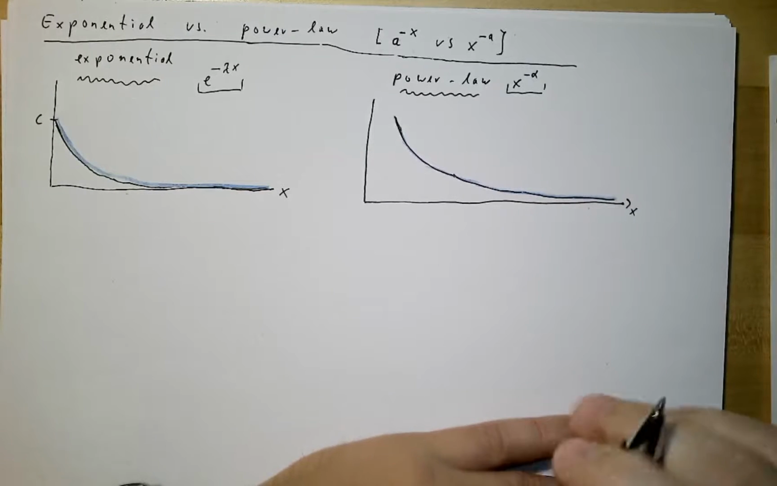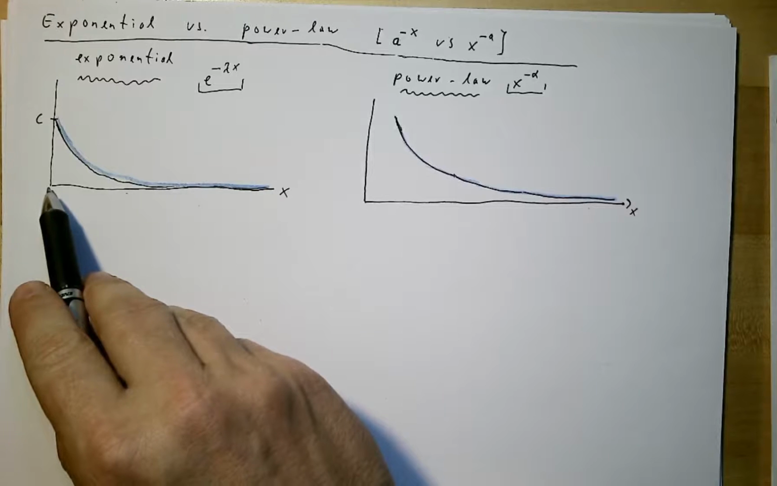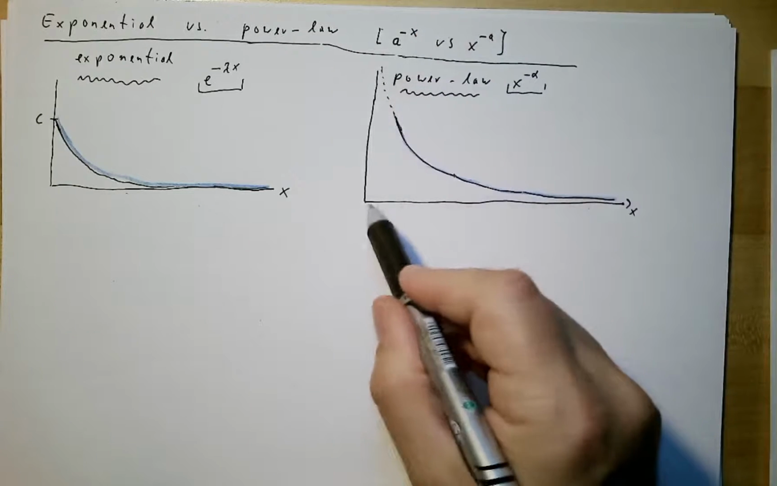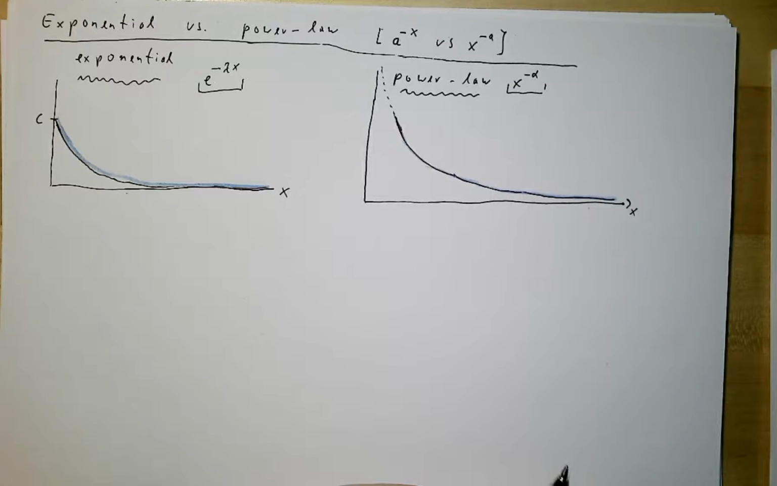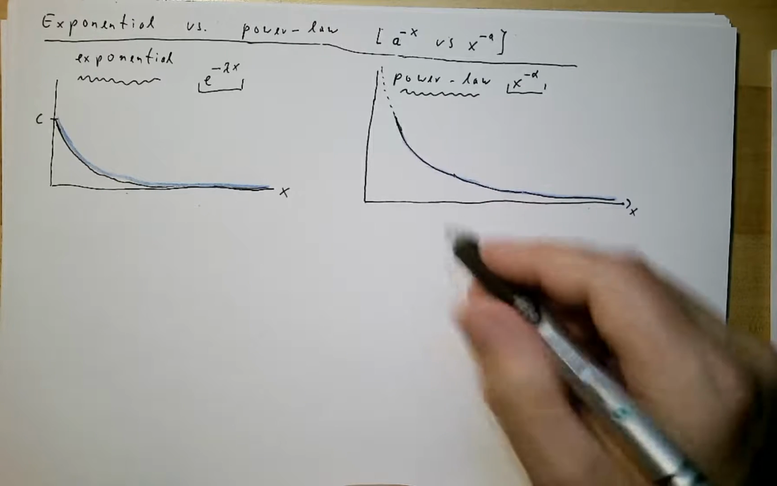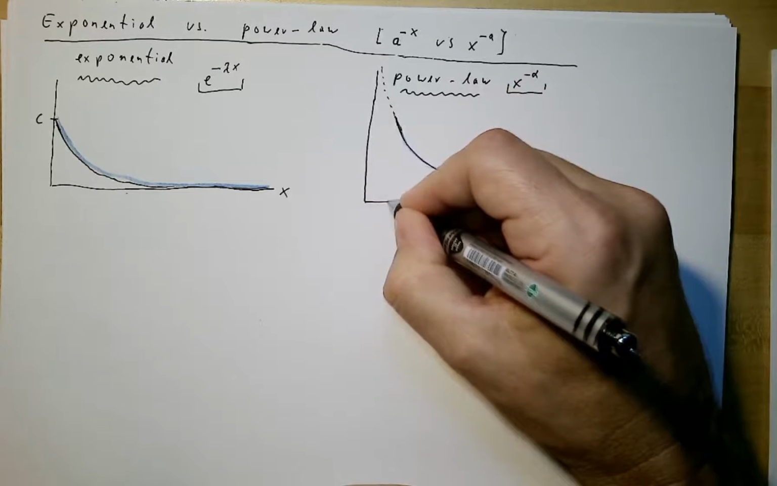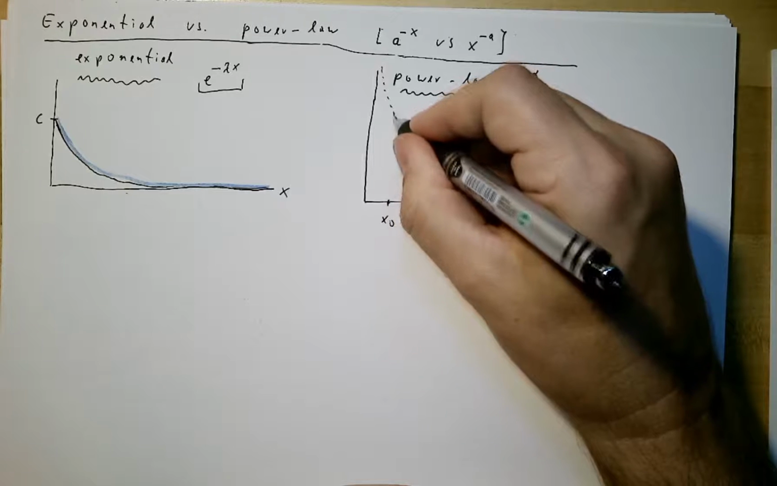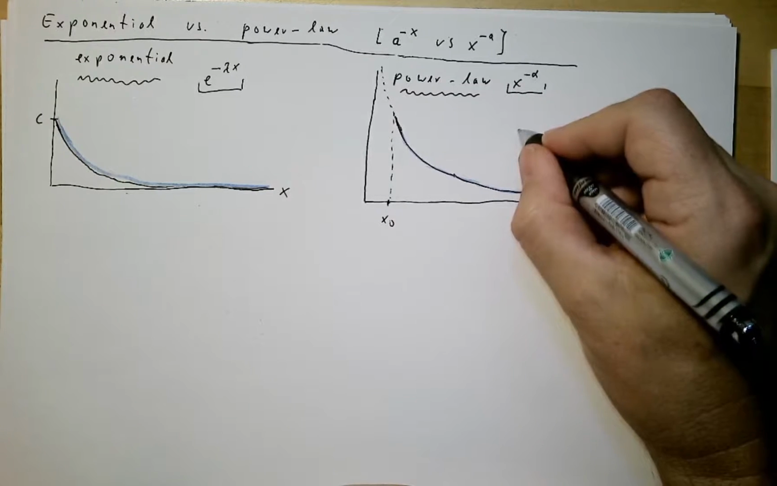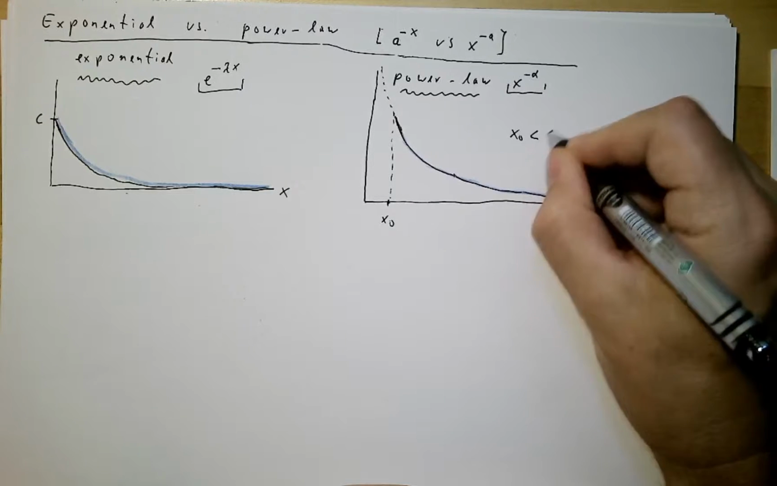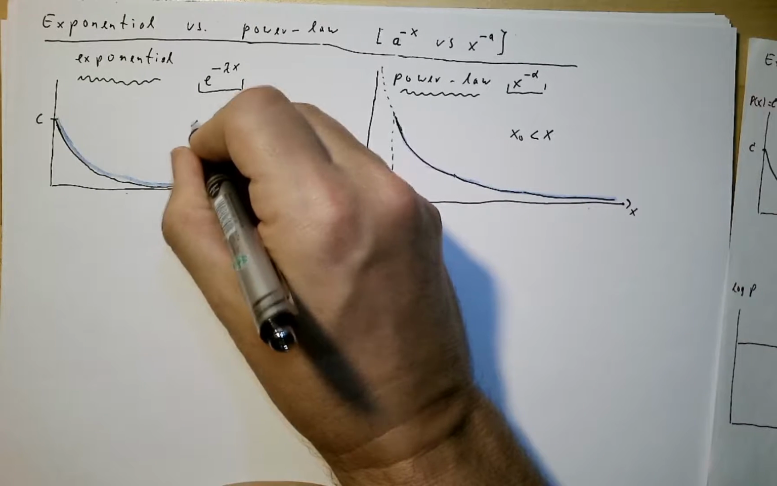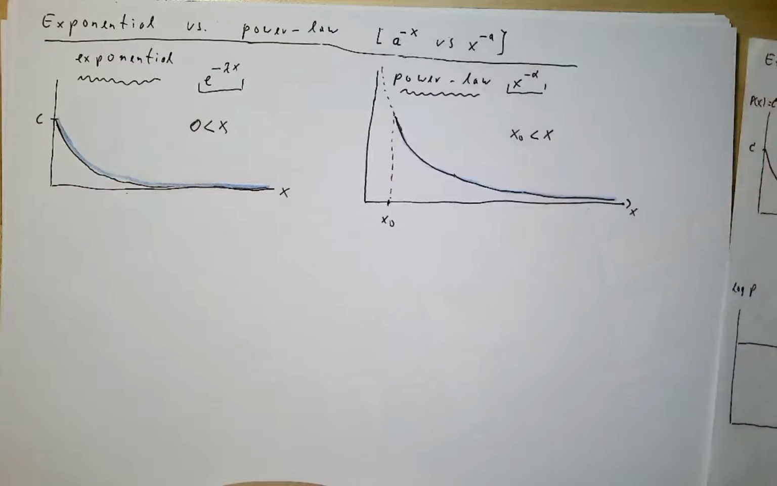So the first obvious difference is in the behavior at x equals 0. This function diverges, and for x equals 0 it's infinite. And if later we would like to have a power law as a distribution, the area under the function must be finite, normalized, so we need a smallest value. We need to decide for some x0, and here we say this function is only defined for x larger than this x0. Whereas here we have a function which is defined for x larger than 0.